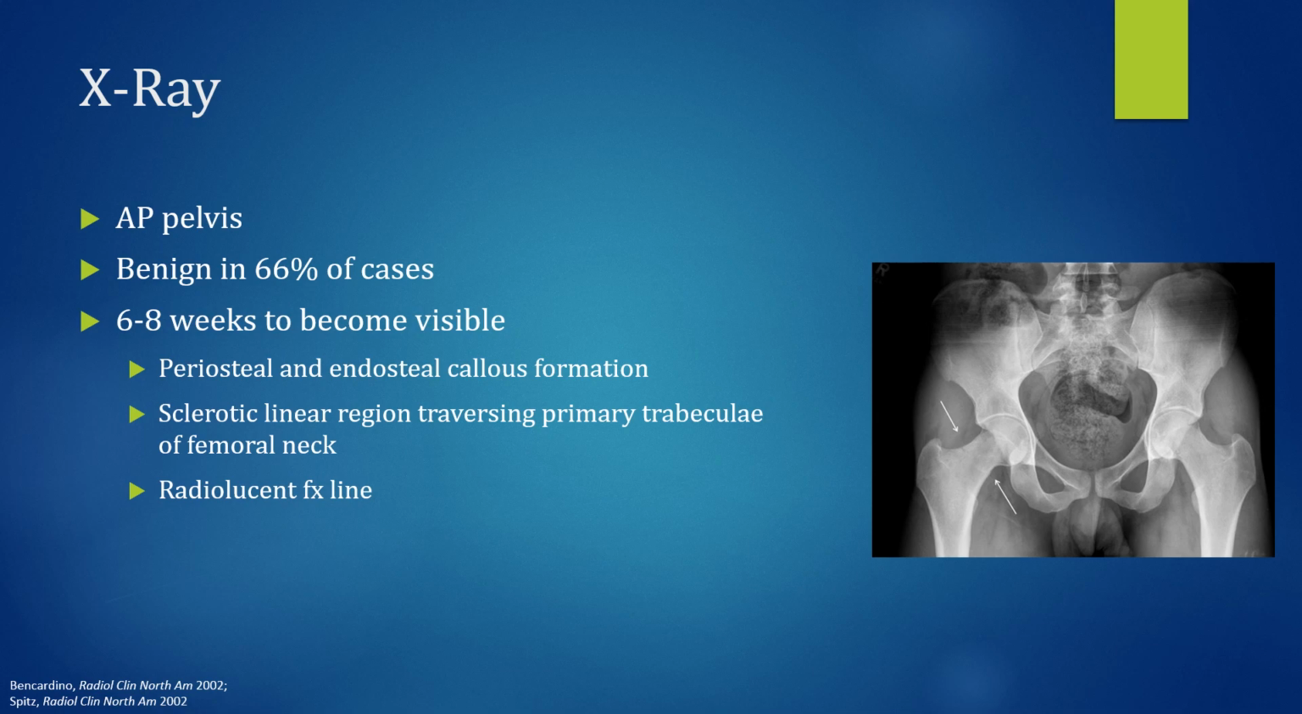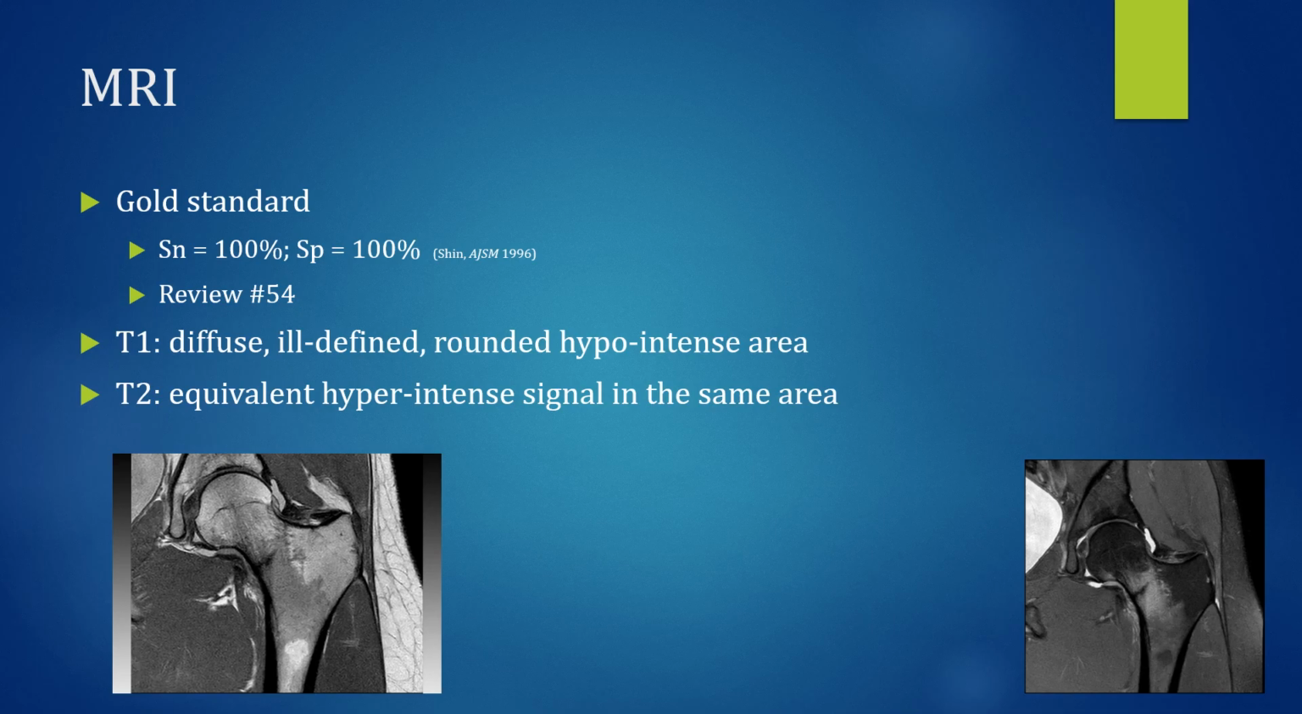When there are changes present on X-ray, there will be a periosteal and endosteal callus formation, a sclerotic linear region traversing the primary trabeculi of the femoral neck, and a radiolucent fracture line. MRI is now the gold standard second-line imaging investigation for femoral neck stress fractures. In the study by Shin et al. out of AJSM, they reported 100% sensitivity and specificity of an MRI to detect a femoral neck stress fracture, although they were specifically looking at endurance athletes.